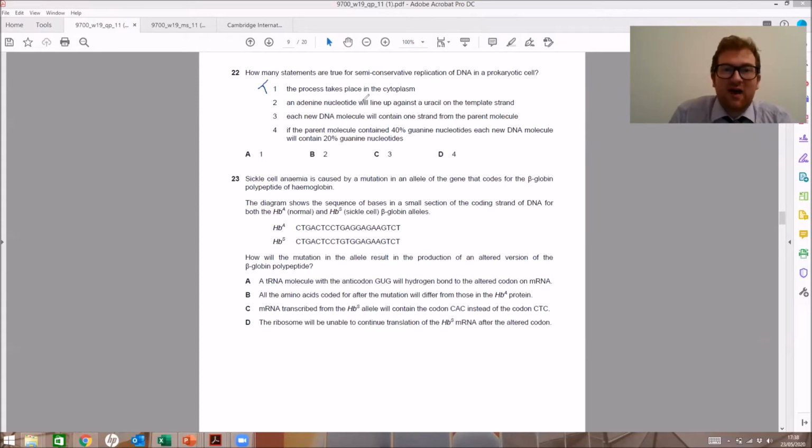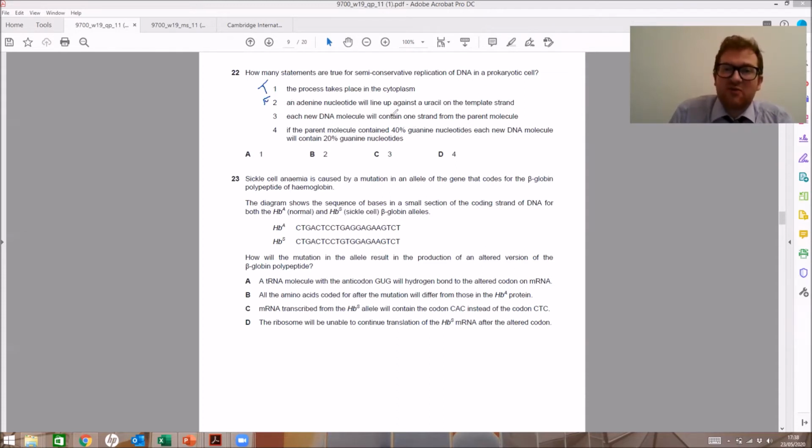An adenine nucleotide will line up against a uracil on the template strand. Now here's a bit of a tricky one because the DNA is the template strand and uracil will not be present in the DNA strand itself. This is something where people might make the mistake and think that's the true statement. So be careful and read the question.